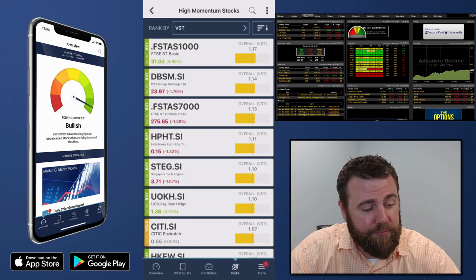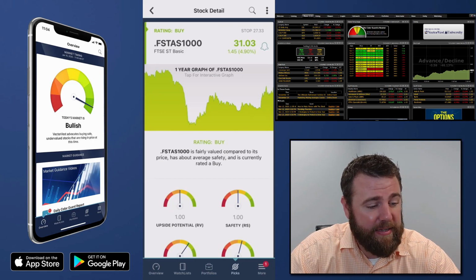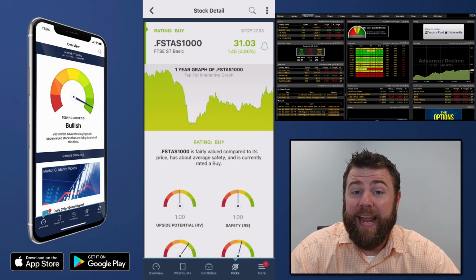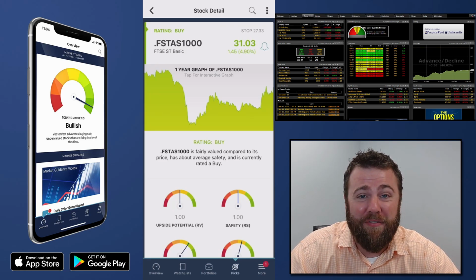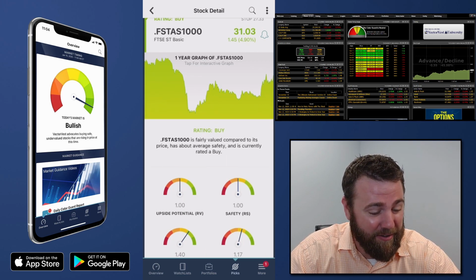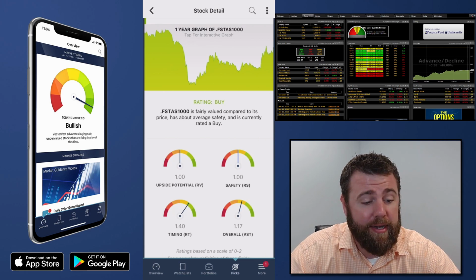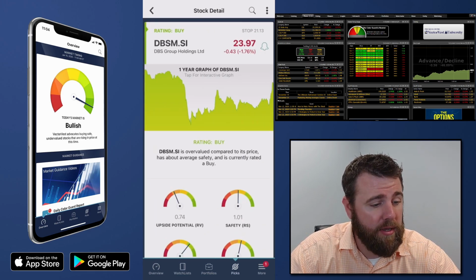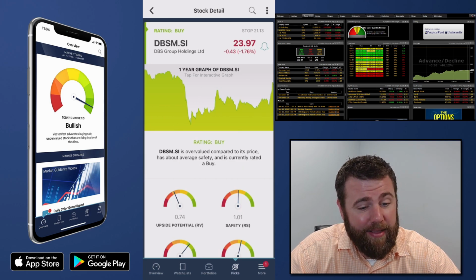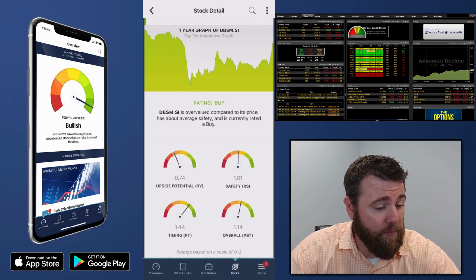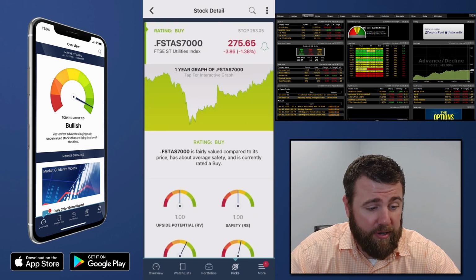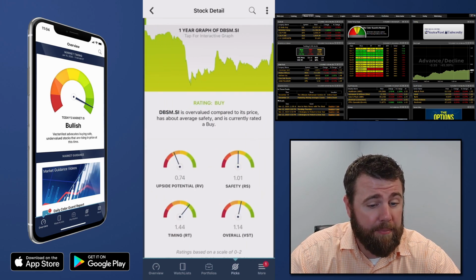All right. So looking at the first one, FSTAS 1000. Interesting name, especially from what we've seen with some of the other markets here. Looks like it's an ETF. 1.4 when we're looking at an ETF for timing. Nice strong uptrend. DBSM 1.44. Nice strong uptrend. Seeing a pickup as of the last couple of days.